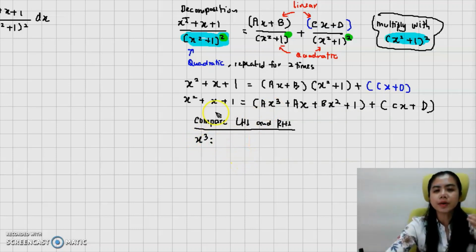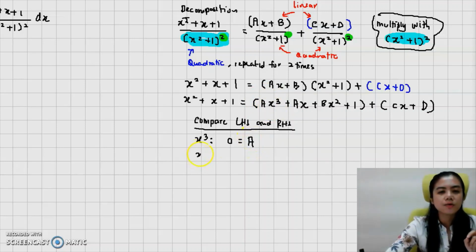Okay, of course, look at the left hand side. We do not have x power 3, so we are having 0 x power 3. So 0 here. For the right hand side, x power 3 is here. That is a x power 3. This gives you a only.